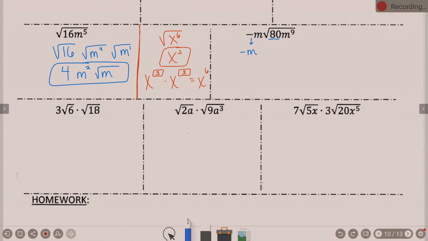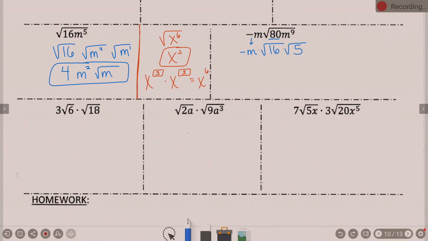But you see what I'm doing, right? Does 80 divide by 16? Yeah. 5. Okay, so I'm going to rewrite the square root of 80 as the square root of 16 times the square root of what? 5. Because when we did 80 divided by 16 on our calculator, we got 5. So 16 and 5.